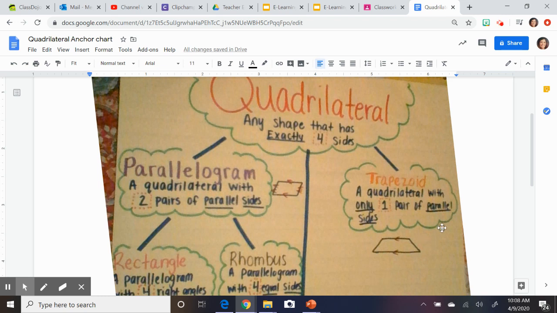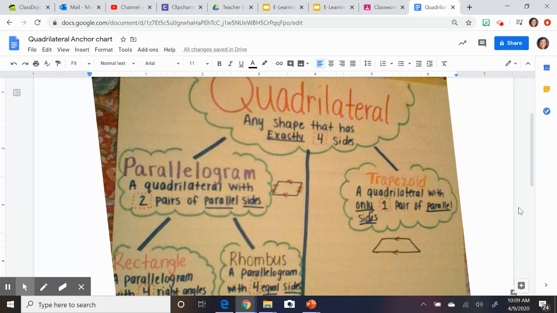All right, guys, so this is going to be a pretty short video. By now, you should have watched the Number Rock song about quadrilaterals. Your activity today is going to require you to sort quadrilaterals based on their attributes. So, in order to do that, you need to understand the attributes of the quadrilaterals.